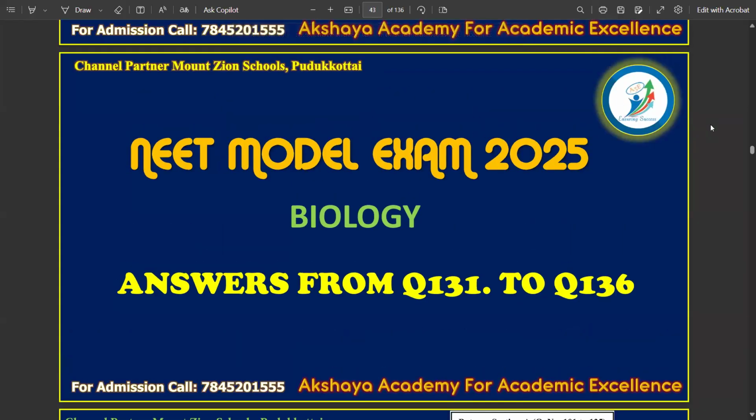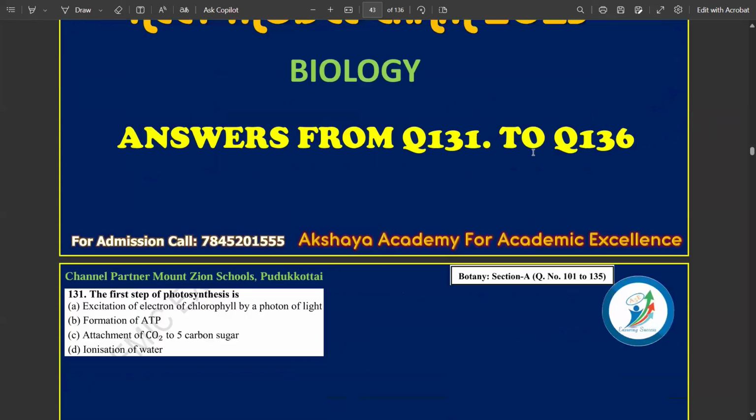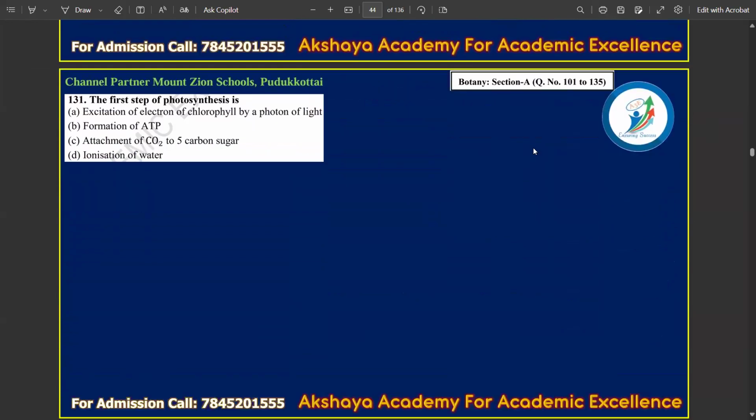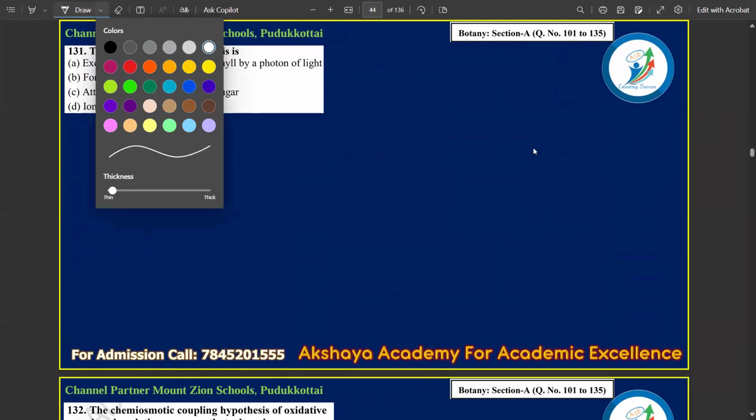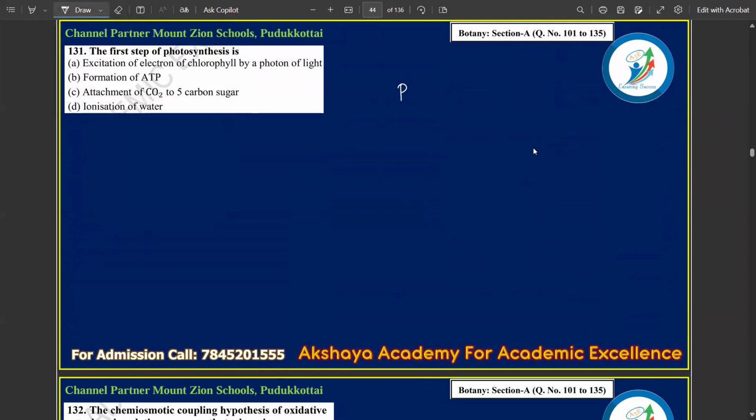So let's check question number 131 until 136. Your first question, 131, is: the first step of photosynthesis is... You know that photosynthesis consists of two types of reactions. The first one is the light reaction and then the dark reaction.